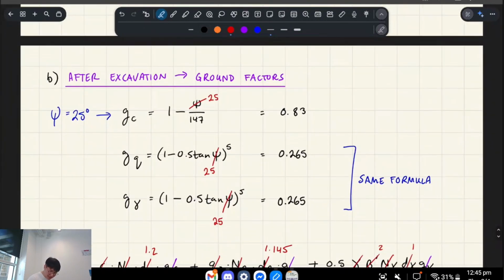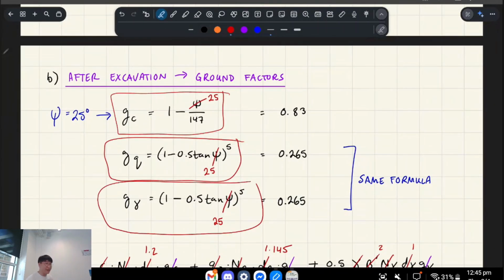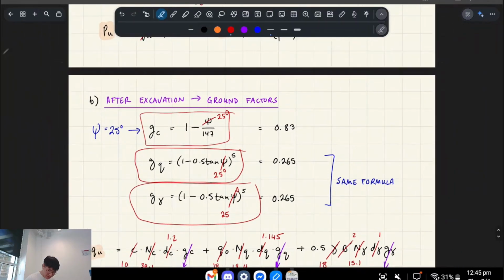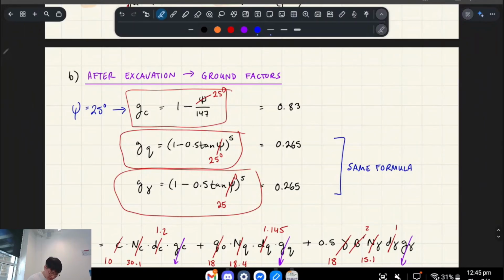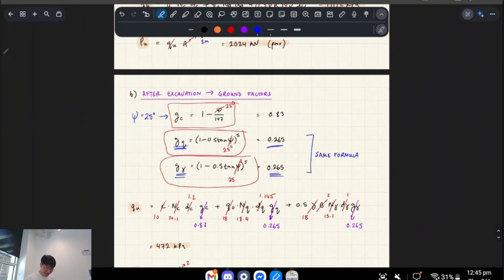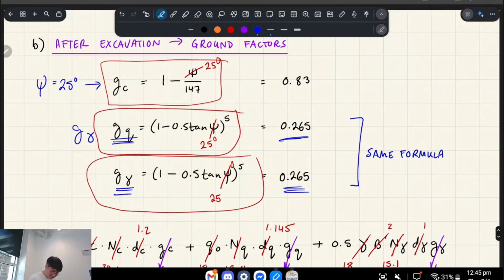Okay, so G factors have pretty straightforward formulas. You're just plugging in that angle of excavation whenever you see psi. And the funny thing is that GQ and G gamma actually have the exact same formula, so you get the same number. So you only really have to do one calculation because these things are equal.